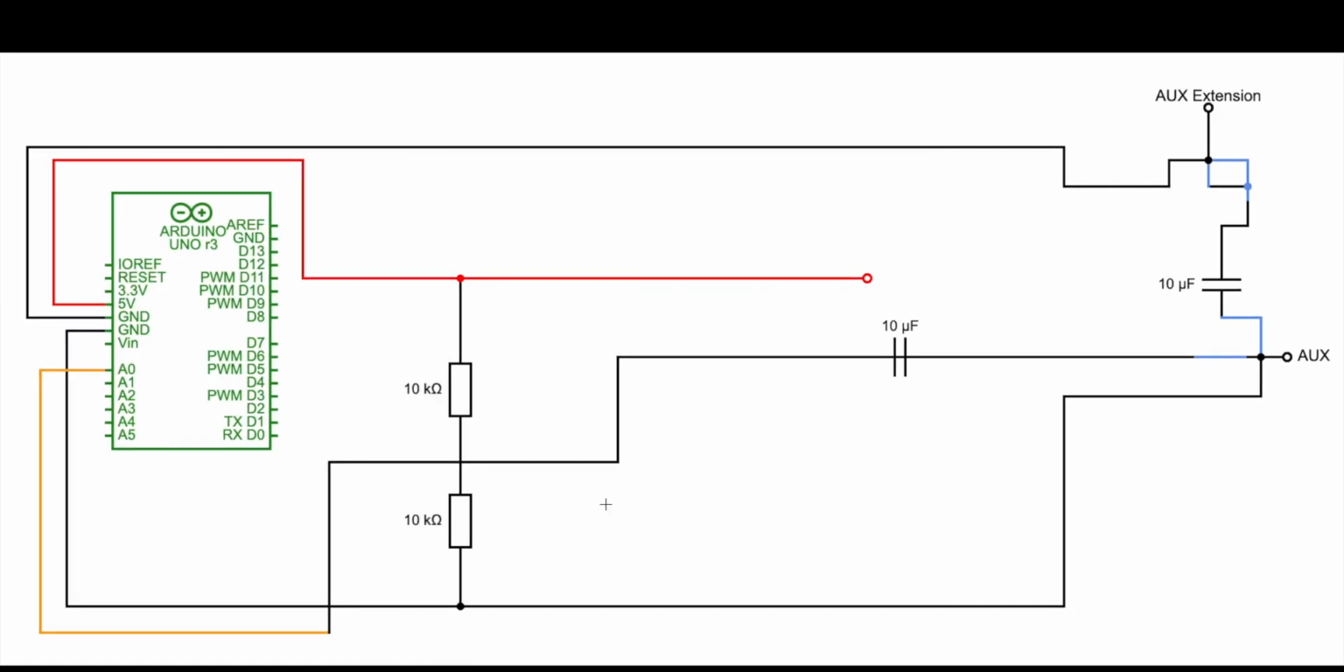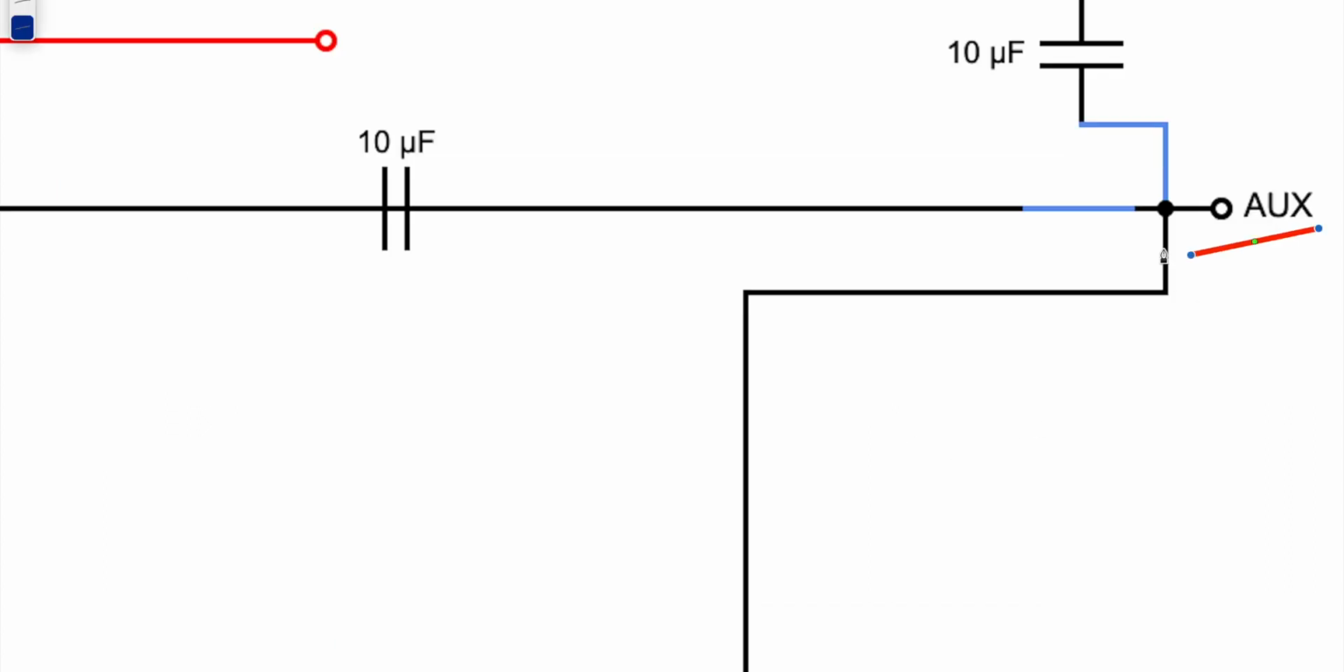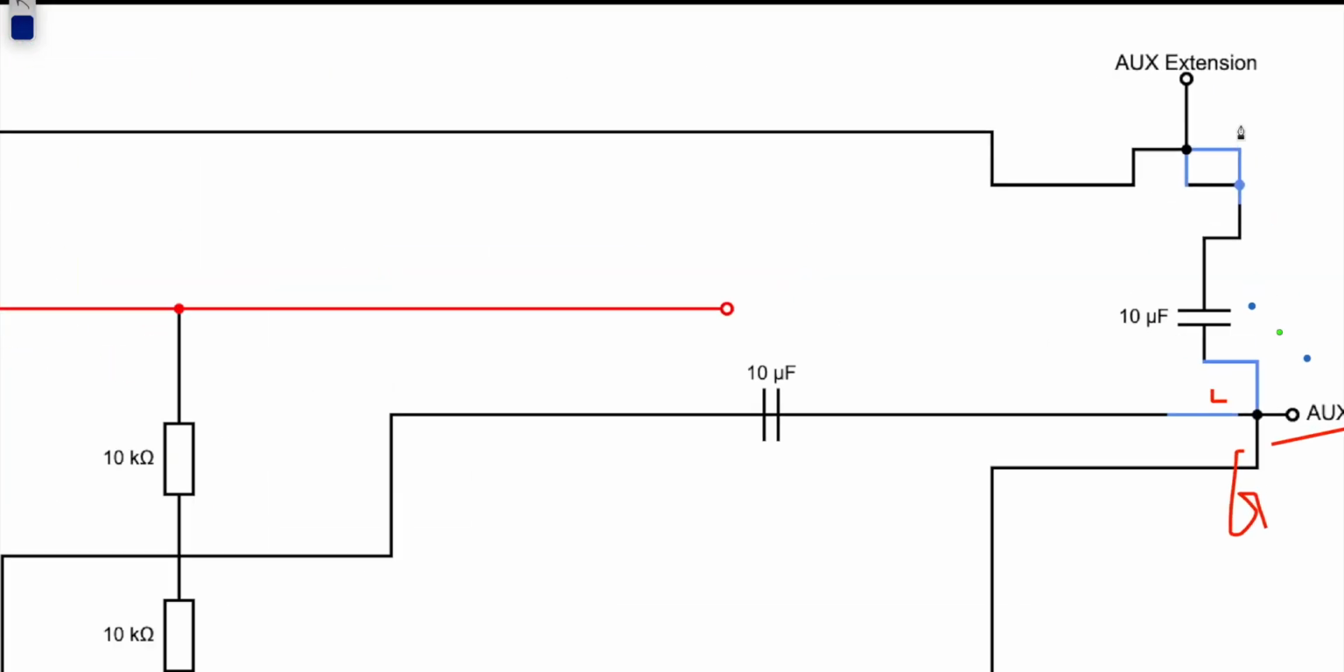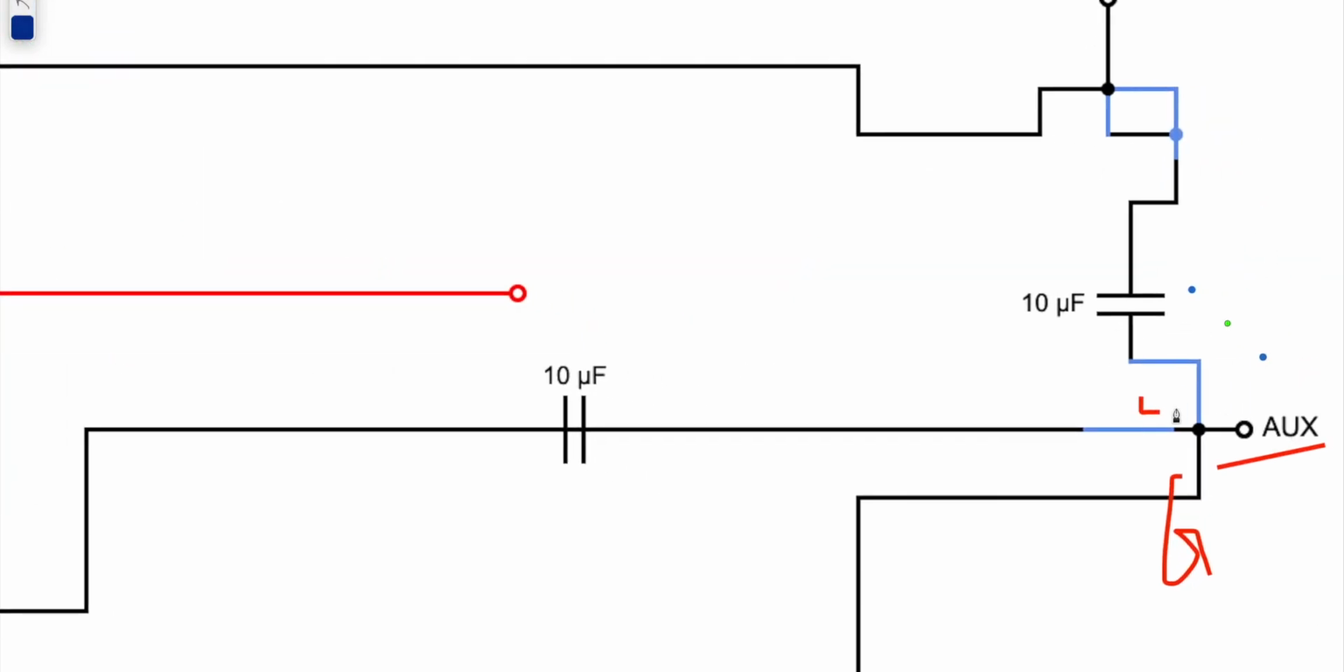First of all, you need two resistors, an aux cable, and a capacitor of 10 microfarad. Here is our aux cable. This is the ground of our aux cable. This is the left signal, and this is the right signal. I'm assuming you are using the stereo headphone jack. So the left signal, where's the right signal? Okay, no problem. Right signal.